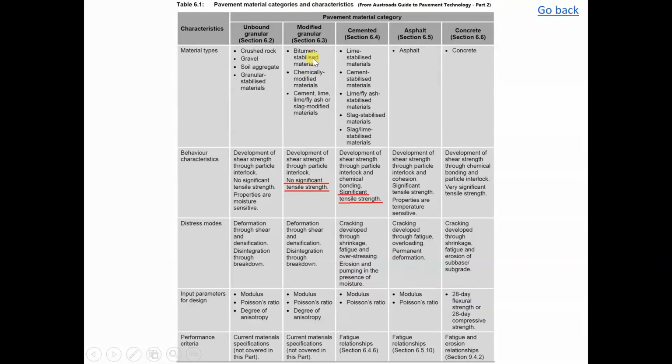You could use a bitumen, you could use a chemically modified material. You can use cement, lime, fly ash, slag as well. Okay, the difference between modified and cemented is that there's no significant tensile strength in the modified one.